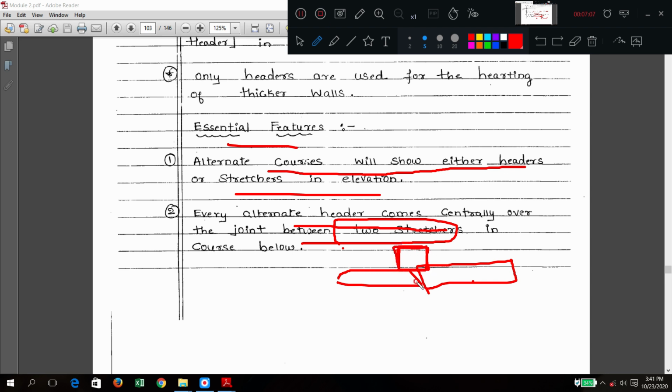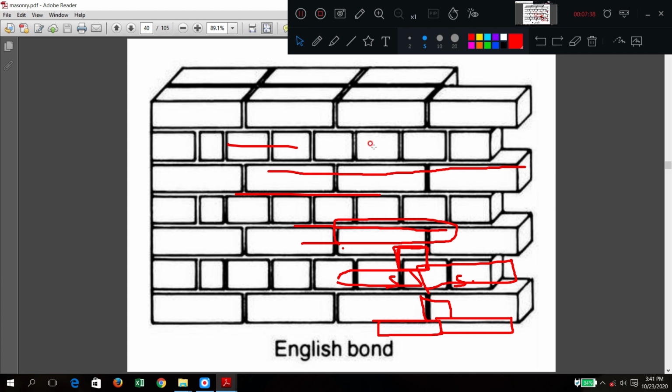Can we check this point in this one? Yes, we'll check that one. This is there, no? Alternate stretcher header will come. That is okay. Now to check this point, what have I written? Every alternate header comes centrally over the joint between two stretchers. Let us see whether it will appear like this or not. This will be stretcher. This will be stretcher. Wherever there is a vertical joint, if these two are stretchers and a header comes in the next course, it should come exactly above. Let me check. Okay. Yes, we will see here.